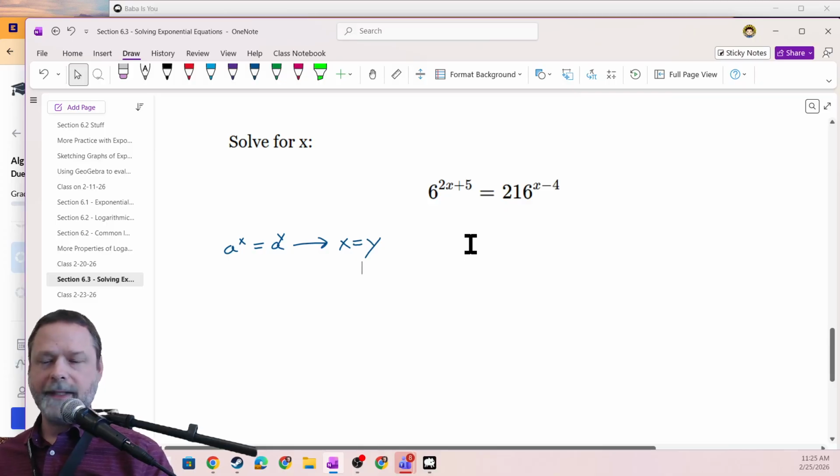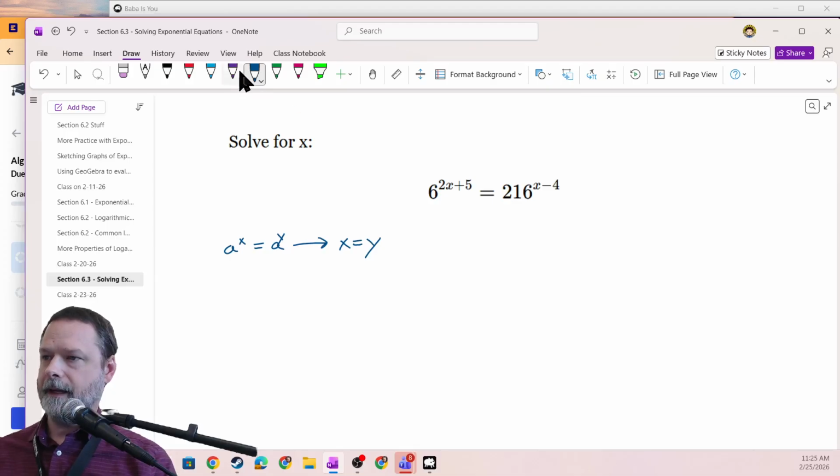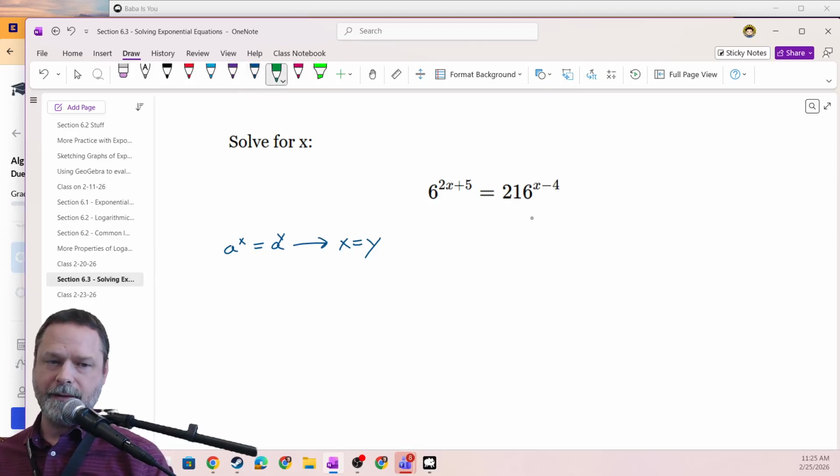But in this case, where we can get the base to be the same on both sides, we might just want to do that. Let's get this base of 6, because I can see they're both powers of 6. Then get rid of my bases and set those exponents equal. So there's our strategy for these.